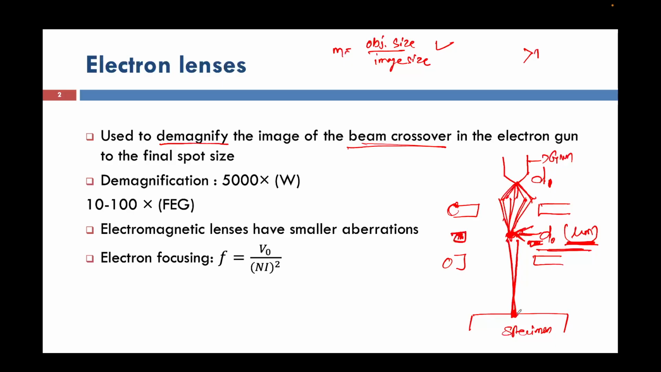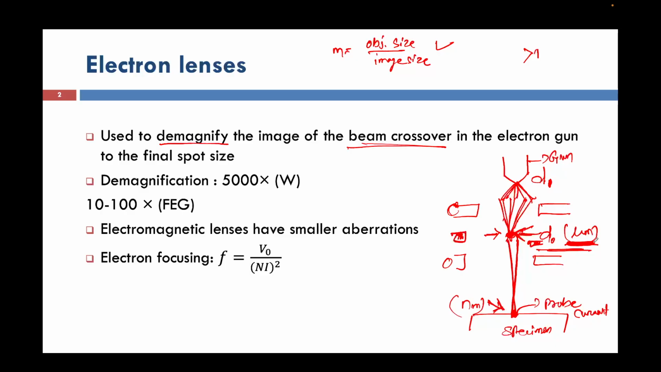This beam which has fallen onto the specimen is called the probe current. The electrons which carry the current of the beam falling onto the subject, that is called the probe current, right? Now I am calling this the beam crossover, and here I am calling it the probe. Okay, from micrometer I want my probe dimension to be in the order of nanometer.